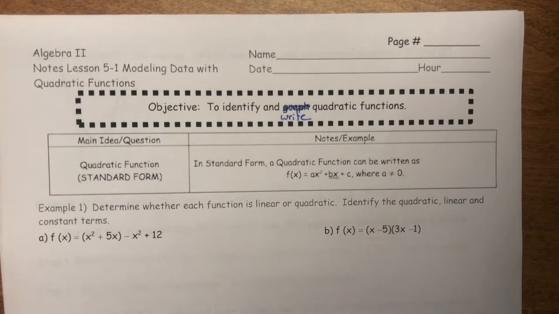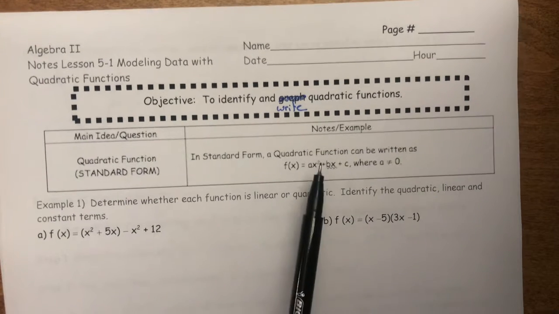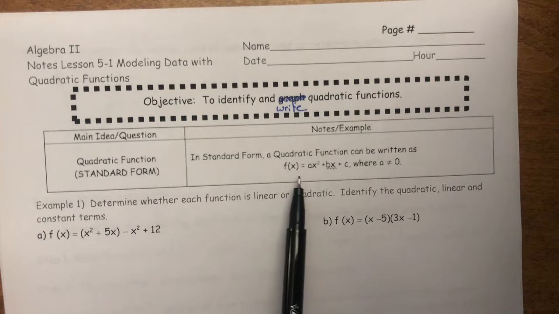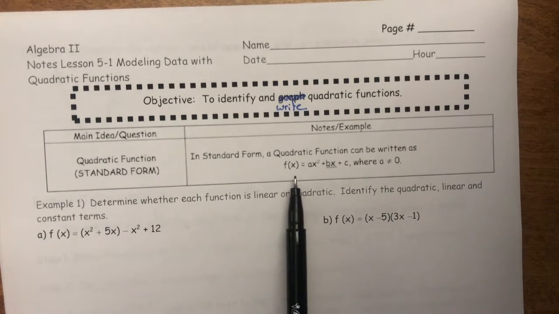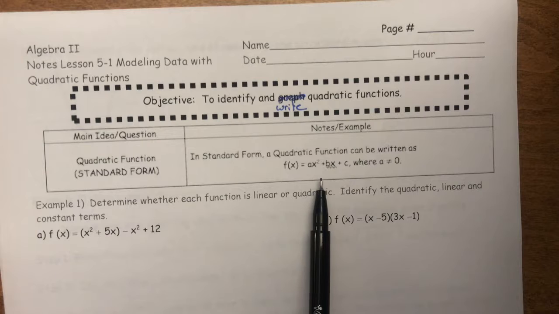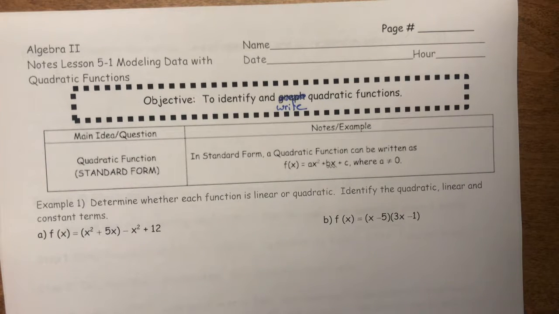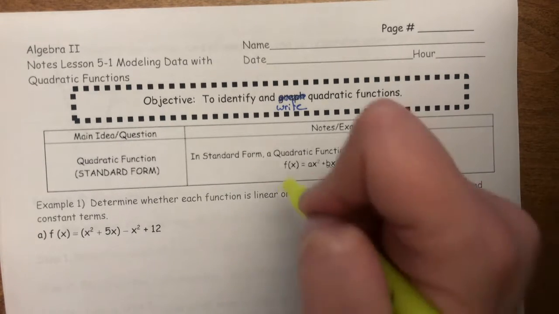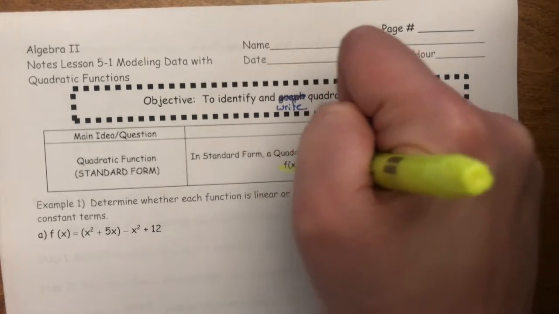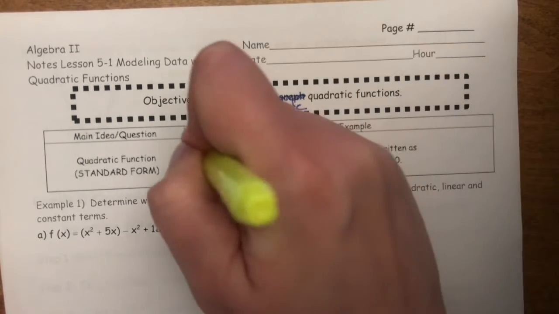So we've been working with a quadratic function. We know that we have a quadratic function when our highest degree is to the second power. And in standard form, our quadratic function can be written as f of x equals ax squared plus bx plus c, where a does not equal 0. And again, we always like to have our a term be positive when we write this out. So we are going to highlight that just so we can see that is our standard form.